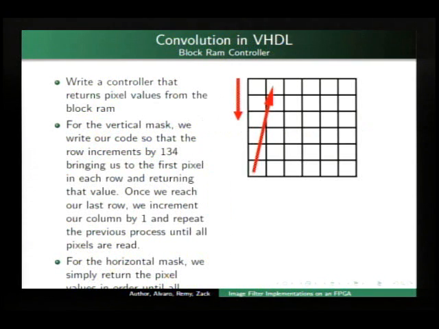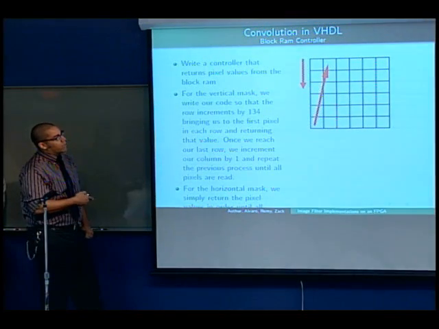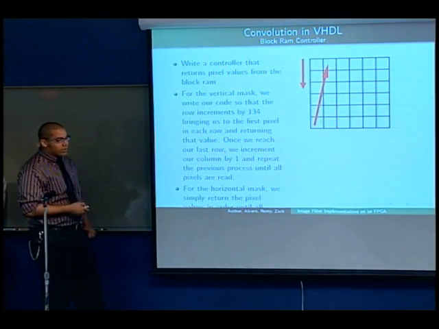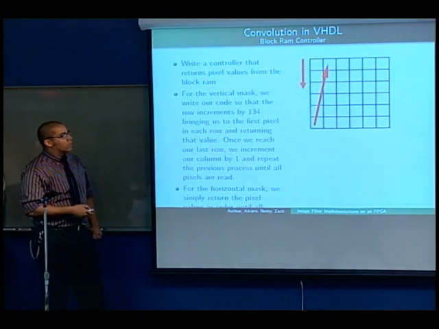So to get the data off of the block RAM, we write a controller. It returns all our pixel values from the block RAM. For the vertical mask, we write our code so that the row increments by 134. Each time the row increments, that's when we're going to grab our pixel value from the image. So basically, you start at the top left pixel, you add 134, that'll bring you to the second row, you add 134, bring you to the third row. And each time you do that, we're going to grab our pixel value. And we increment another counter, go to our second column, complete the process until we get all of our pixel values.